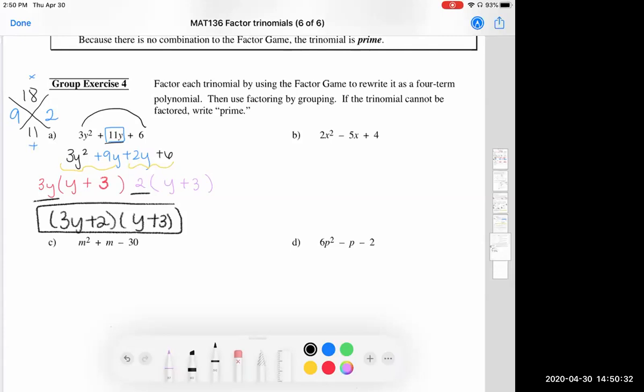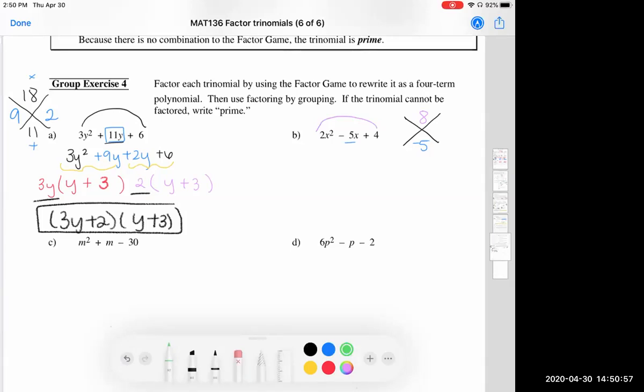All right, let's go ahead and do B. So I want to multiply my first and my last. That gives me 8. And my middle number is -5. So what two numbers can I work with so that when I multiply them, I get 8, but when I add them, I get -5?